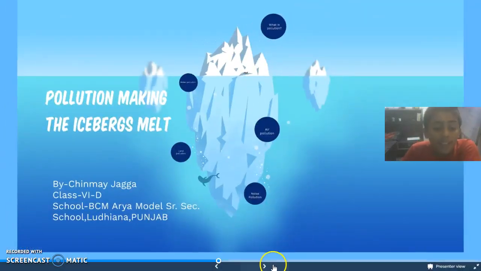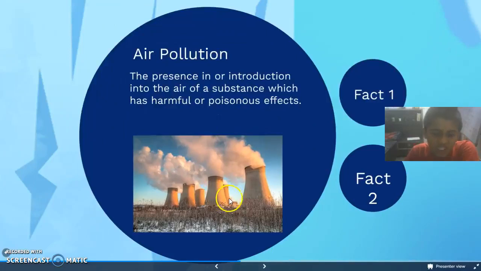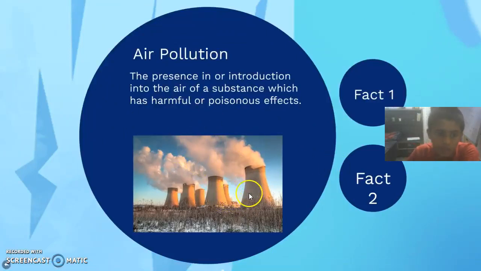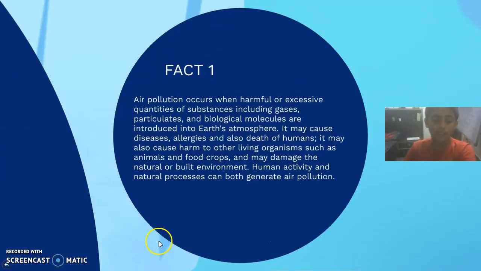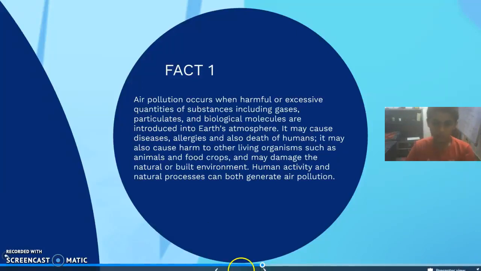Now let us talk about air pollution. You can see how the air pollution is coming out. Air pollution is the presence in or introduction into the air of a substance which has harmful or poisonous effects. Fact number 1. Air pollution occurs when harmful or excessive quantities of substances, including gases, particulates, and biological molecules, are introduced into the Earth's atmosphere. It may cause diseases, allergies, and also death of humans.